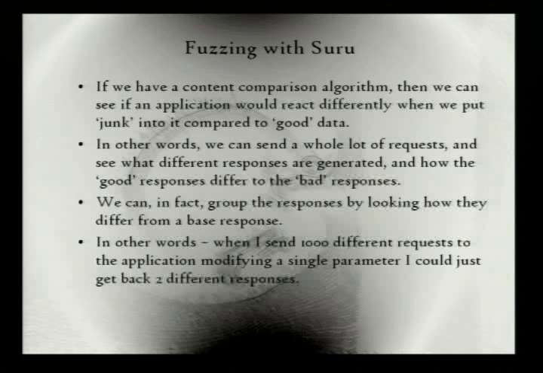If we have a content comparison algorithm, then we can send junk into different parameters, say 1,000 different strings in one parameter, see how it reacts, and look at the content compared to a base response. We group responses together, so that for 1,000 requests I've made to this application, I only get 3 pages as a result. So I'm going to show you how that works.